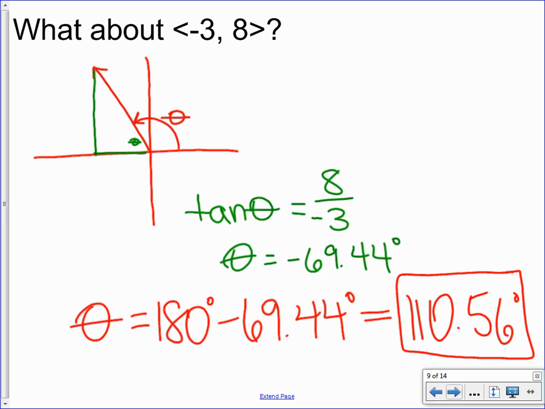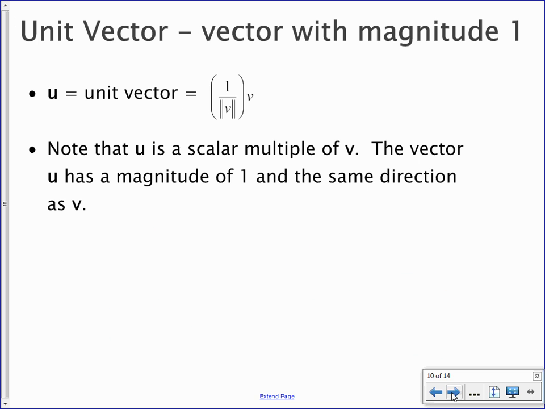All right, let's talk about that unit vector that Layton brought up. We've heard the word unit before. We have a unit circle. What did that unit mean? 1. In our unit circle, what was 1? The radius. In our unit vector, our magnitude is 1.